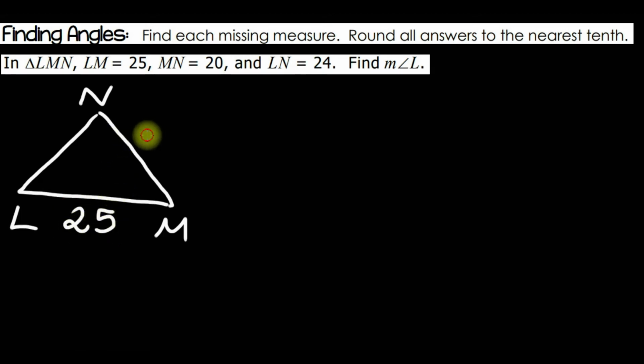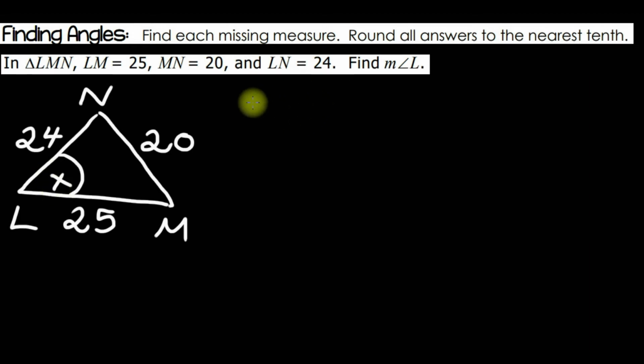N is 20, and then LN is 24. According to this given triangle, you're given three sides, and you have to find out what angle L is. Okay, so we're looking for this angle right here.